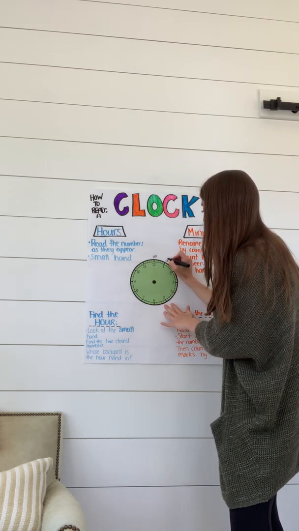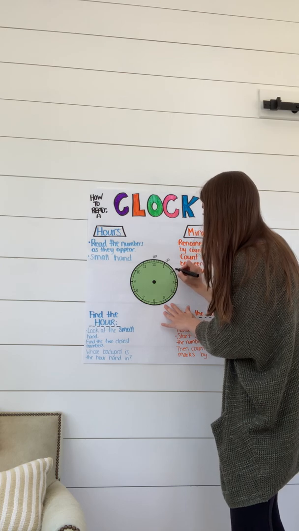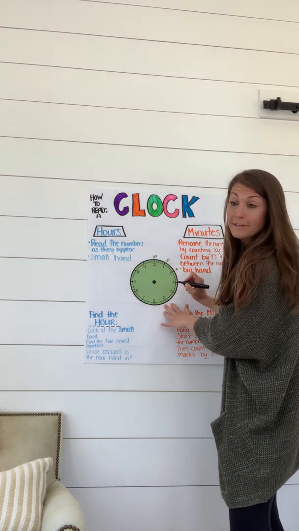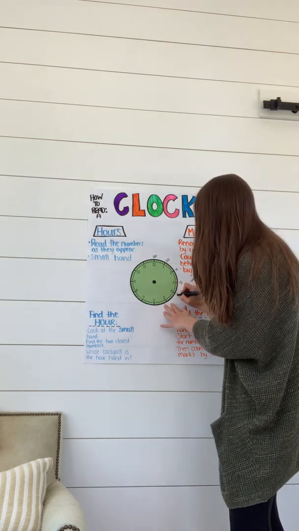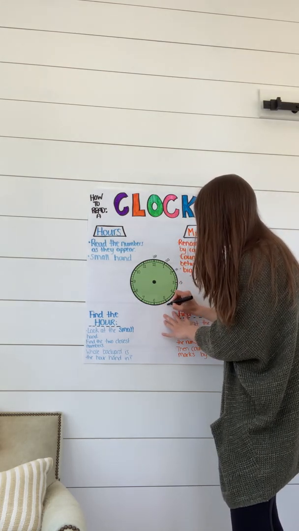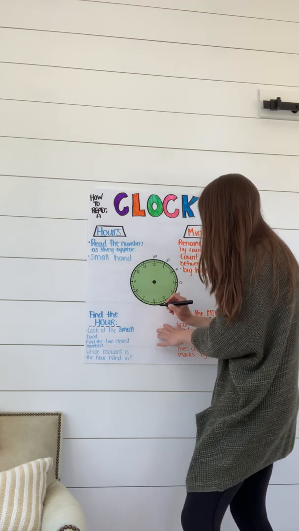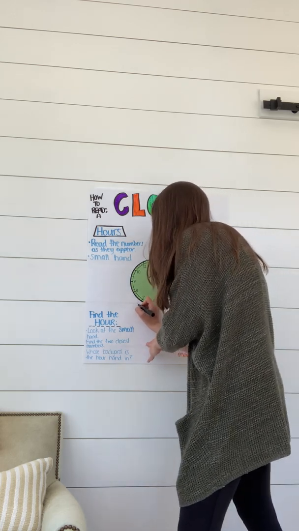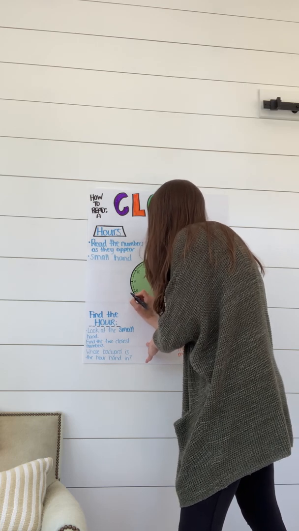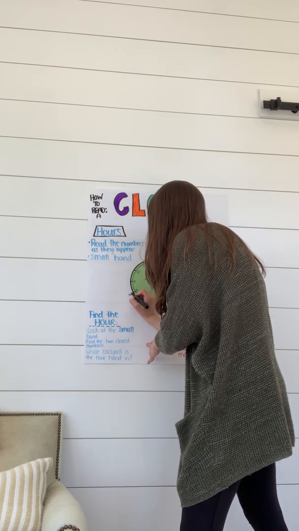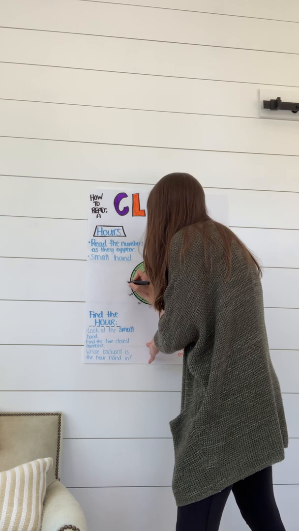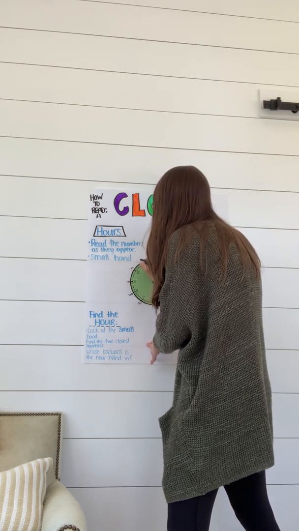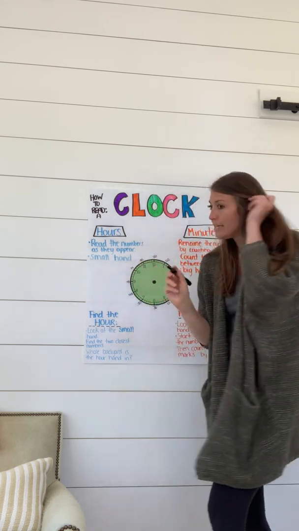1 means 5, 2 means 10, 3 means 15, 4 means 20, 5 means 25, 6 means 30, 7 means 35, 8 means 40, 9 means 45, 10 means 50, and 11 means 55.